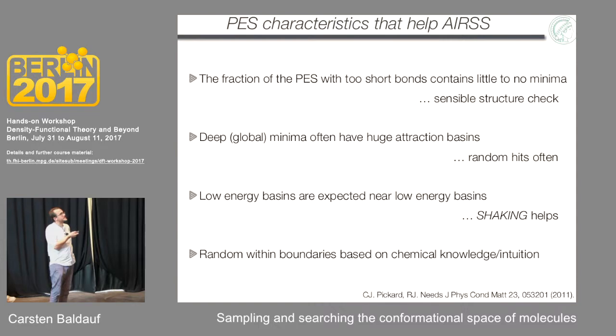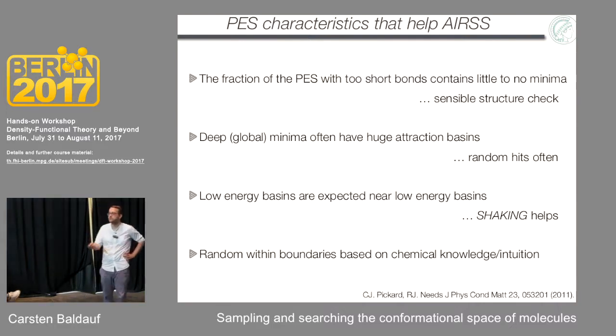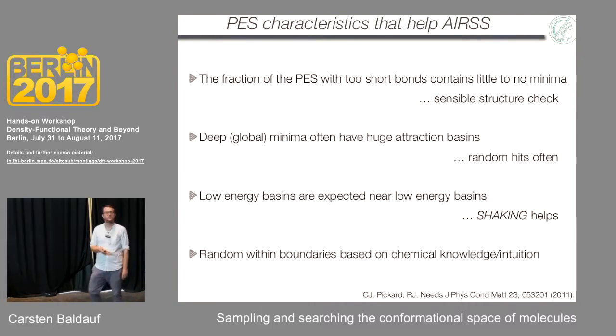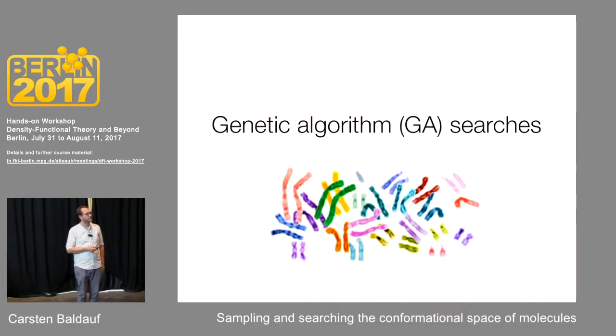So that means that essentially the randomness hits quite often good results. And then the next thing is also that you expect typically low energy basins to be close to low energy basins. So once you have found an area of fairly low energy, it's very likely that you will find good or better candidates around it as well. So this is why this shaking part, this switching to basin hopping, helps at all. So in the end, one could say that it's maybe random, but it's random with boundaries that are based on whatever you can put into such a search, right? Okay, what's the next thing?